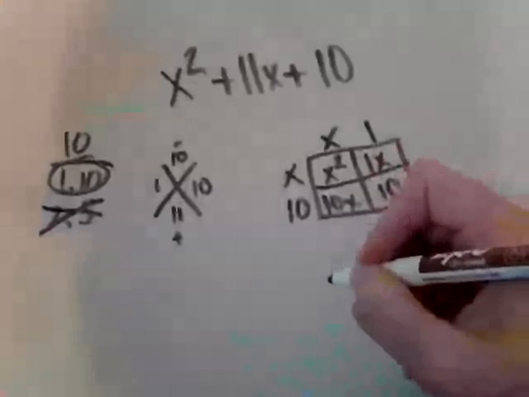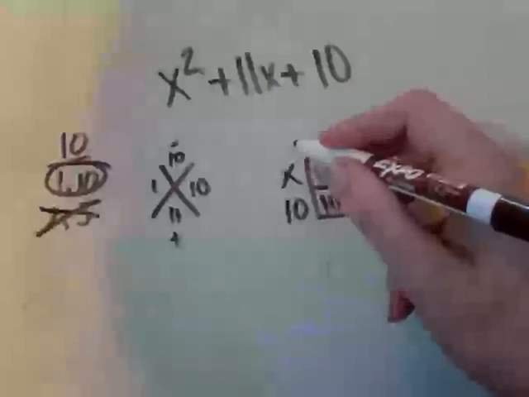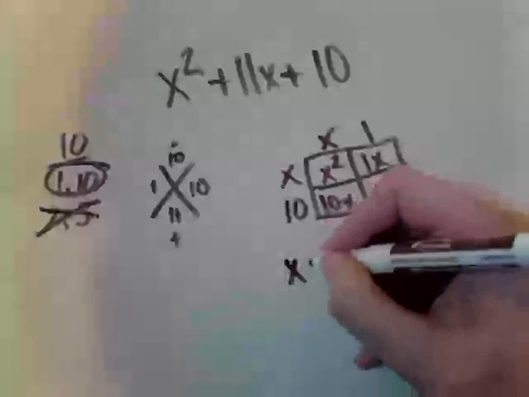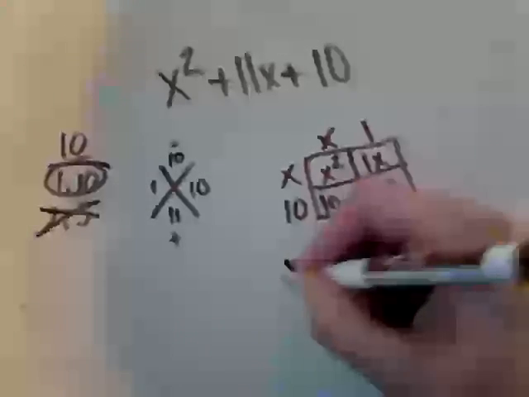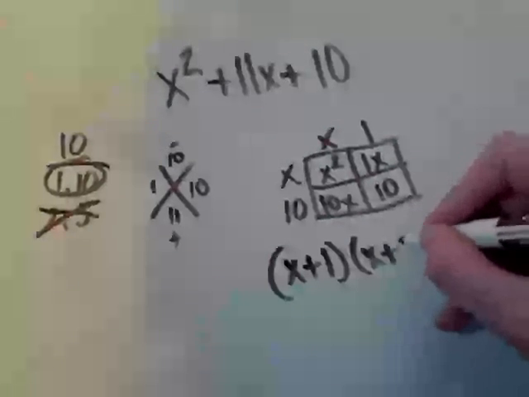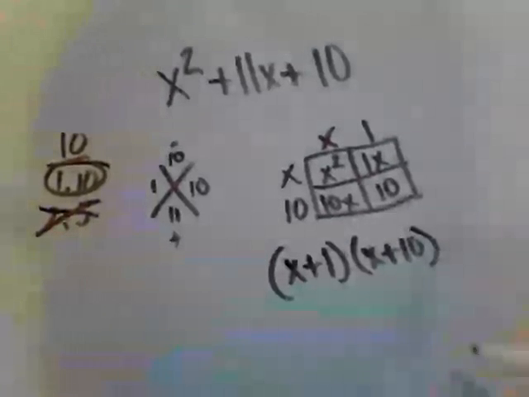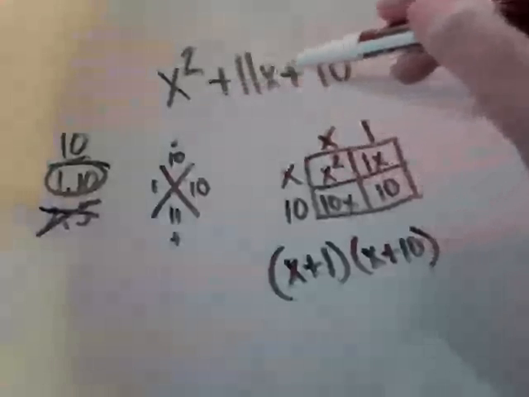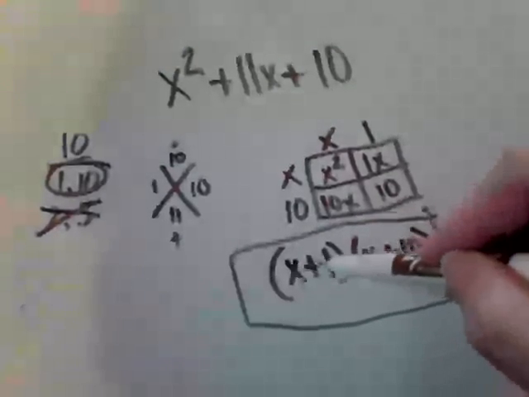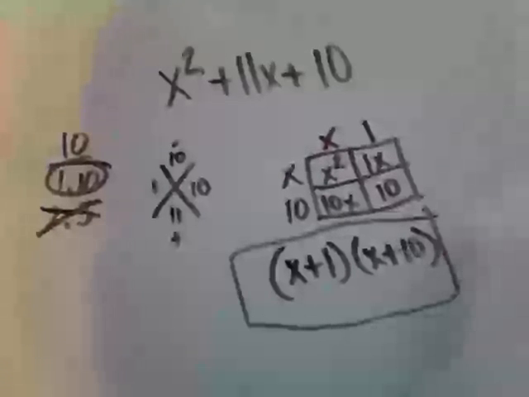So our factors now come from the top and the side of our box. We had across the top x and a positive 1, and across the side x and a positive 10. So our x squared plus 11x plus 10 factors to become x plus 1 times x plus 10.